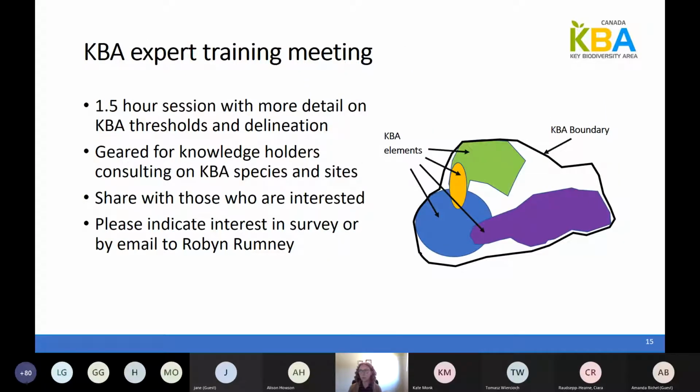I'll also mention that we're planning a KBA expert training meeting later this month. This will be an hour-and-a-half session that will go into much more detail on the KBA thresholds and delineation. So it'll get right down to those numbers and all the different criteria and sub-criteria. Because it'll be quite technical, this will be geared for knowledge holders who will be helping consult on KBA species and sites. But saying that, everyone is welcome. So if you're interested in learning more, indicate on the survey or email me, and I will send you information on this. And please share with anyone who you think might be interested or who has knowledge that would be valuable to this process.